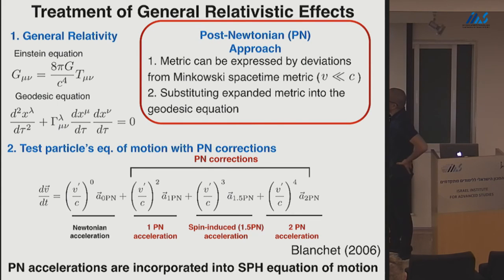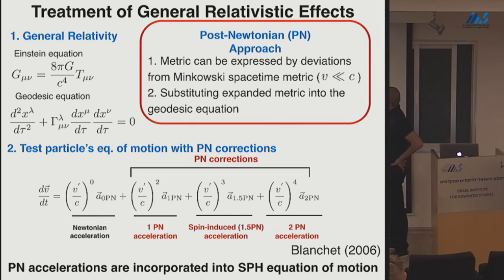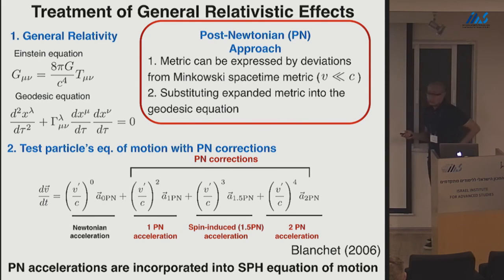One is the Einstein equations. This corresponds to the Poisson equation in Newtonian theory, where G mu nu is the Einstein tensor and T mu nu is the energy-momentum tensor. And this is the geodesic equation, which corresponds to the Newtonian equation of motion. This is an acceleration term, and this is a force term. Tau is proper time, and gamma is the Christoffel symbol, which is a function of the metric.